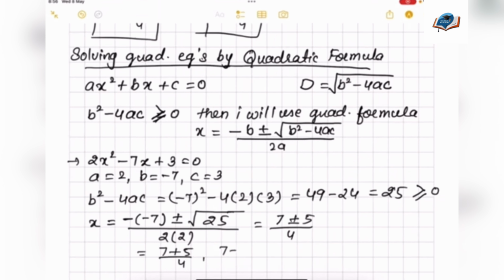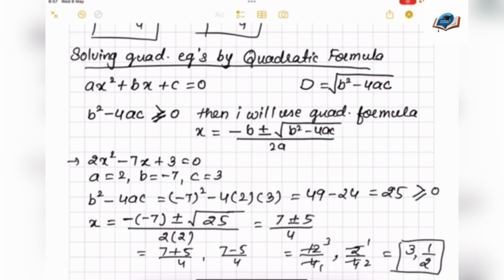So that will be 12 by 4, so that will be 3, and 7 minus 5 will be 2. So 2 upon 4, that will be 1 by 2. So I got two solutions, 3 and 1 by 2. So these two are answers. But this is used when it is said solve by quadratic formula.